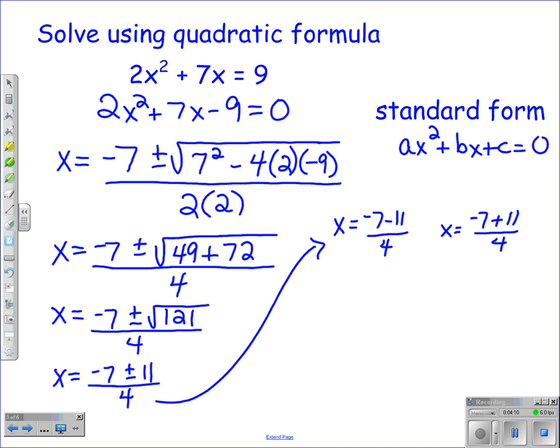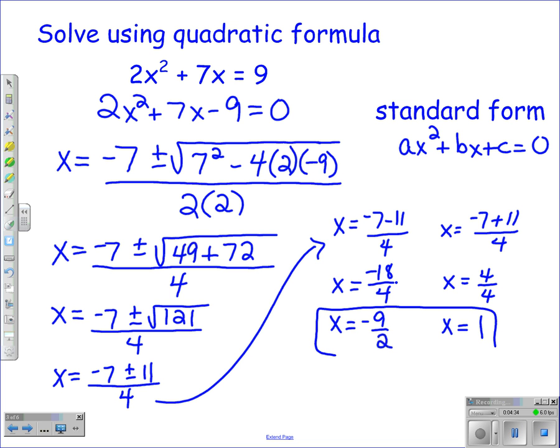Negative 7 minus 11 is a negative 18 over 4, which when we reduce that becomes a negative 9 over 2. The other one has negative 7 plus 11, which gives us a positive 4 over 4. And when we simplify that, we get a positive 1. So we have a negative 9/2 and a positive 1 as our two answers. If you want to make that a negative 4.5 and a positive 1, that's fine as well.